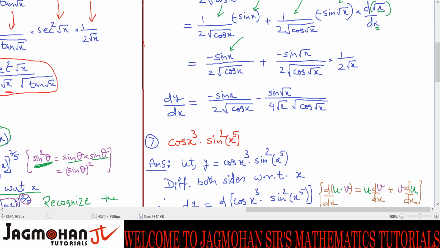Negative multiplied with negative will become positive. I'm sorry, I missed it. This is not multiplication, I'm sorry, this is a plus sign here. So minus sine x upon 2 root cos x as it is, and this negative multiplied with positive is negative, and for the rest of the thing, this 2 multiplied with this 2, you get 4 here, and this is your answer. This is the answer for question number 6.